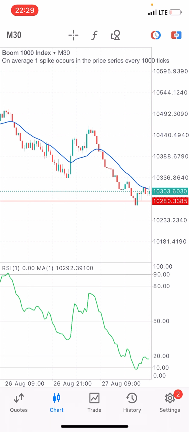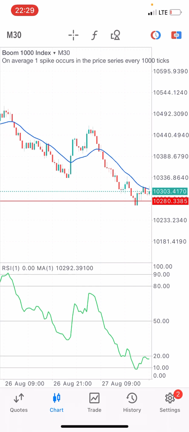Okay, so I trade using price action. Price action is actually very legit for me, and other traders use other strategies, should I call it, but I trade using price action.